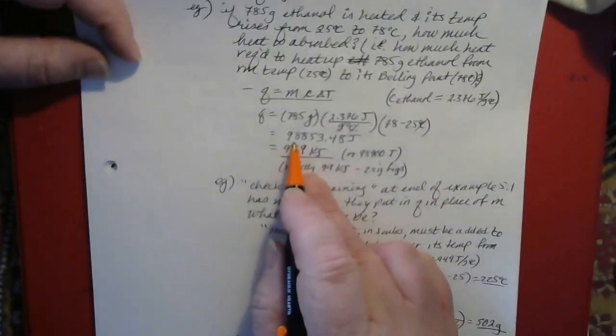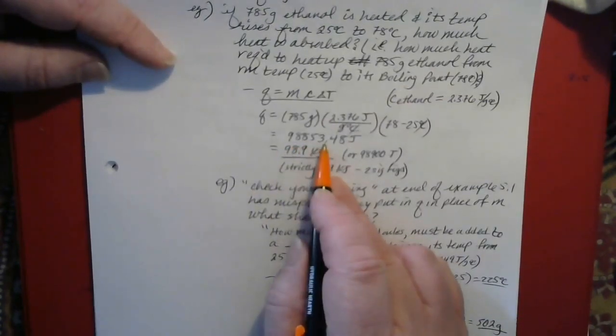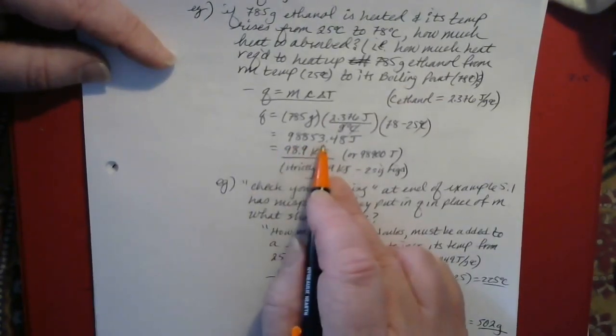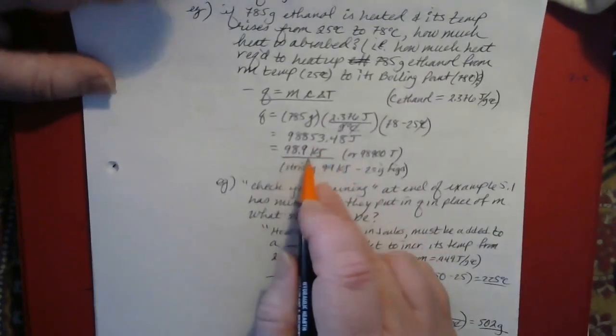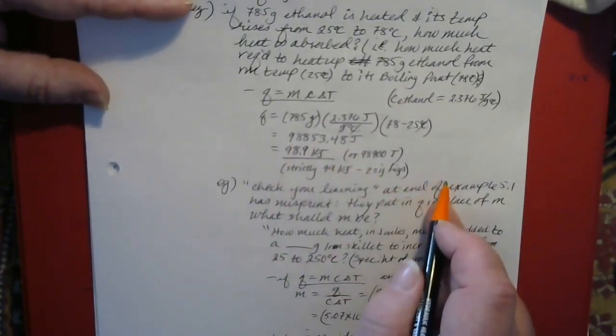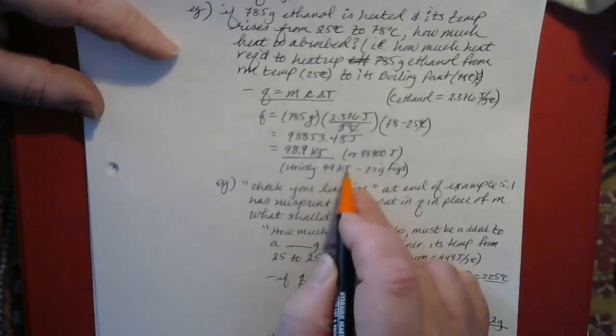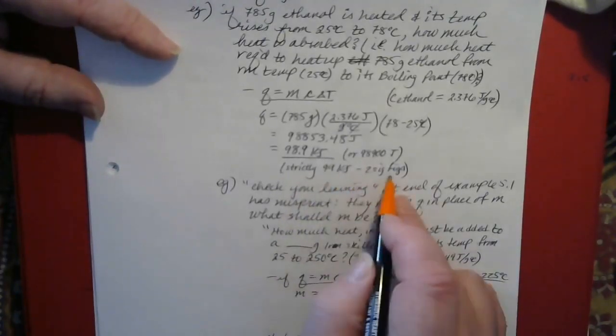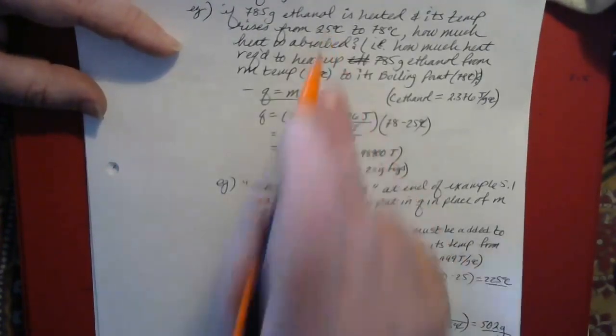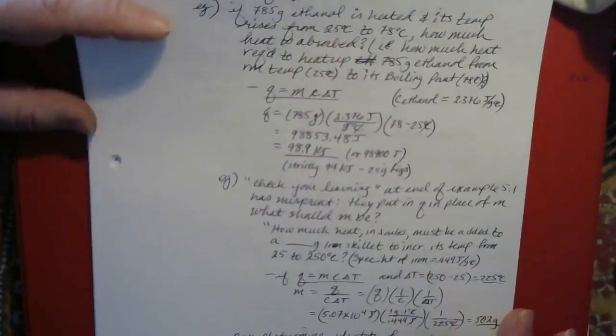You could write this down as 98,900 joules or 98.9 kilojoules. Strictly, it would be 99,000 joules or 99 kilojoules, because the way I wrote the temperatures, there are only 2 significant figures. Oh, well.